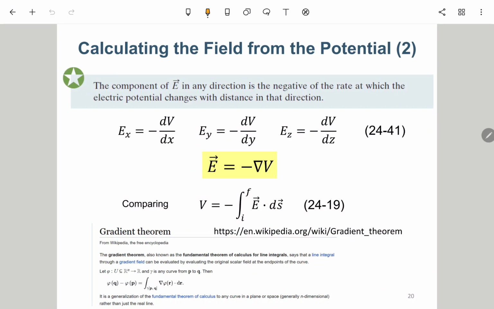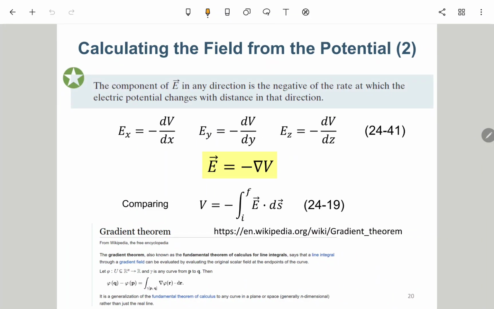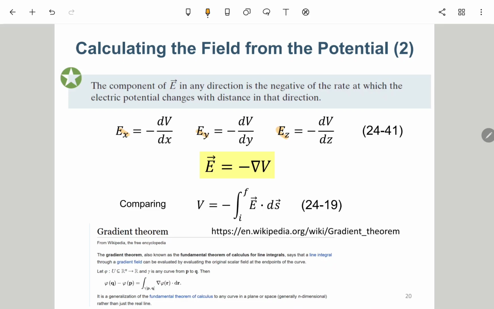Before using that, let's try to generalize this expression. Here we have the s-axis, so why not make it Ex, Ey, Ez. Ex will be negative dV dx, Ey will be negative dV dy, Ez will be negative dV dz. All these V are the same, because V is a scalar, it doesn't have any axis component. It's a scalar field, but it is related to the E field, which is a vector field.